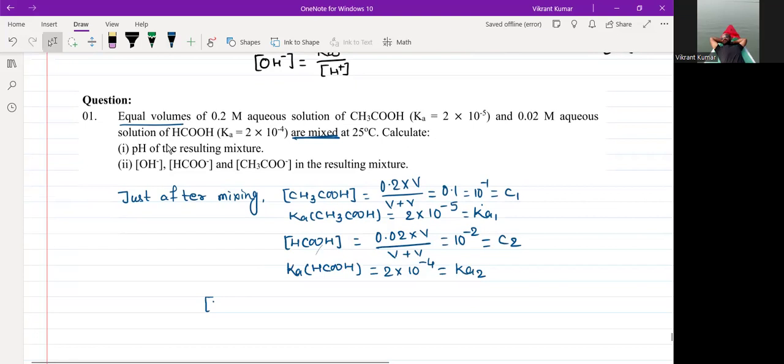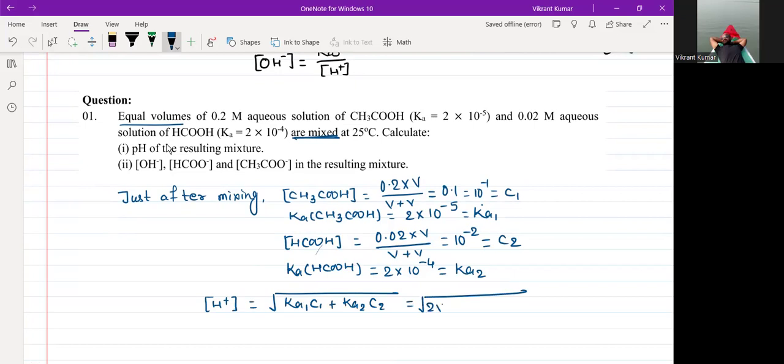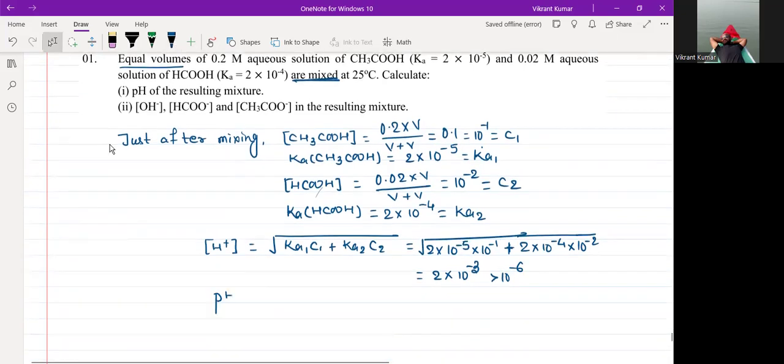So H plus if they are asking, I'll write under root Ka1 C1 plus Ka2 C2, and then it will become 2 into 10 raised to minus 5 into 10 raised to minus 1 plus 2 into 10 raised to minus 4 into 10 raised to minus 2. So that becomes 4 into 10 raised to minus 6 हो जाएगा. So this will become 2 into 10 raised to minus 3 आ जाएगा, which is greater than 10 raised to minus 6. इसलिए water का H plus is not relevant. Then pH अगर निकालना है तो we'll write 3 minus log 2, and that is 2.7. That will become the answer.